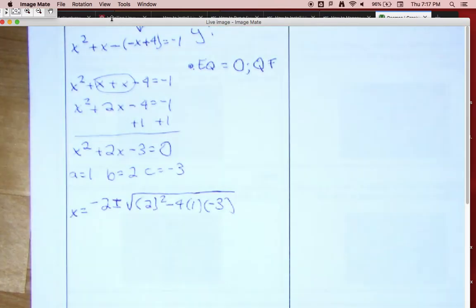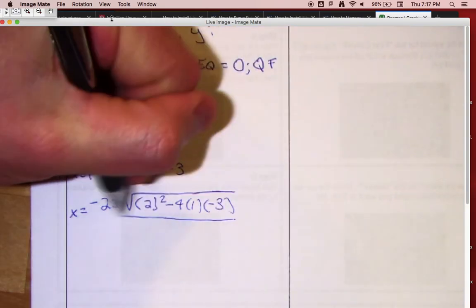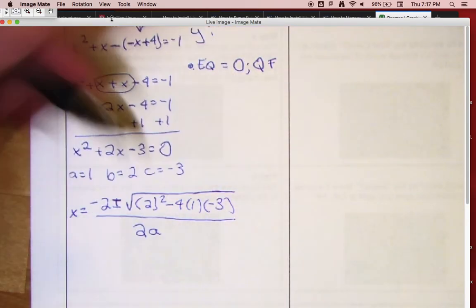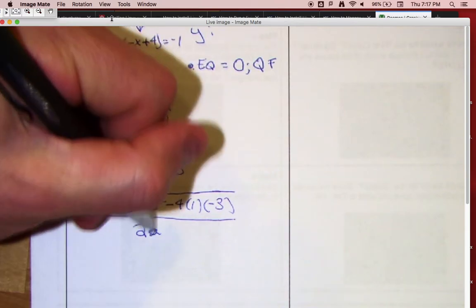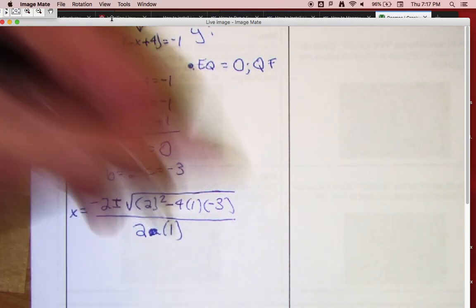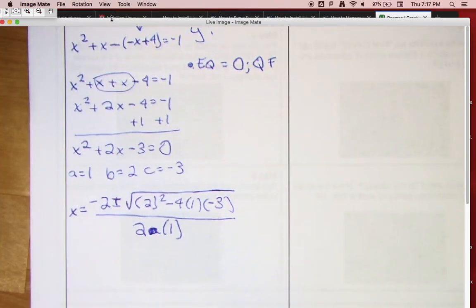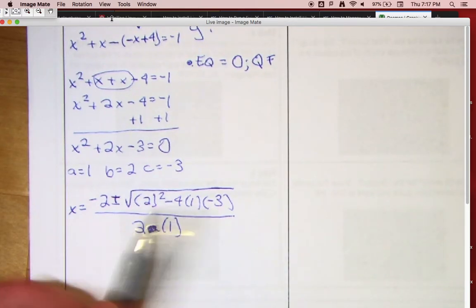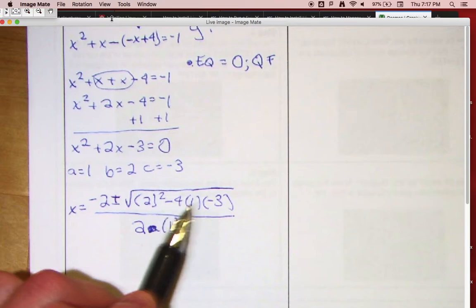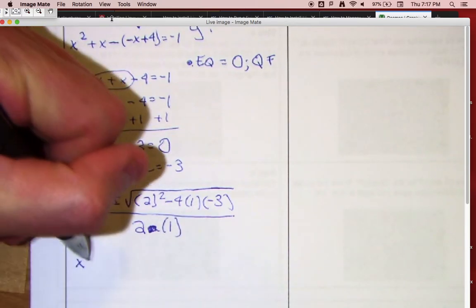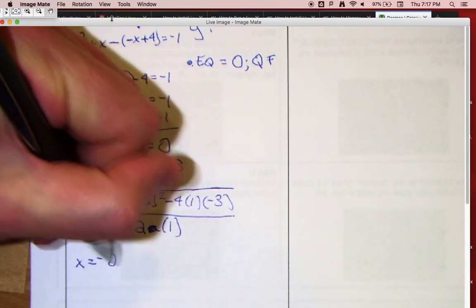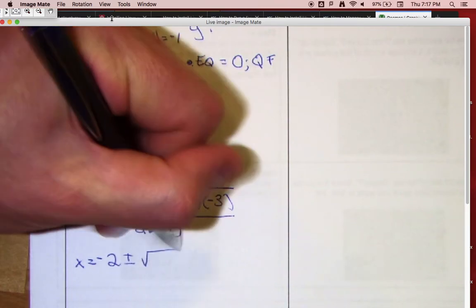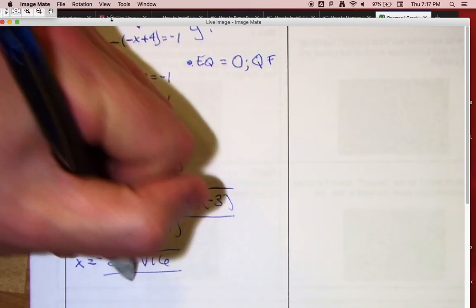All right, so we have that. The whole thing is over 2a. Whoops, 2 is not 2a, 2 times 1. And we simplify things, so we simplify underneath that square root. And so 2 squared minus 4 times 1 times -3 comes out to be 16. So we have -2 plus or minus square root of 16 over 2.